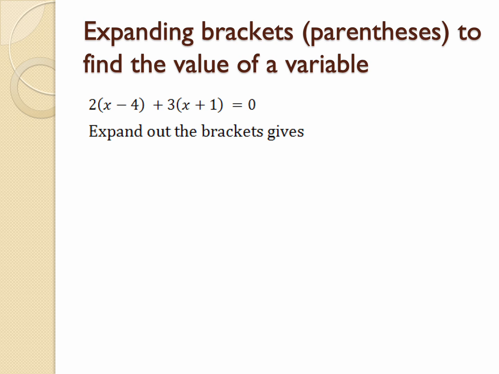Okay, let's move on to a slightly trickier example. Again, we have to find the value of x, but this time you can see that it requires some extra operations. So this equation is slightly more complicated than the last one. This time we have 2 times, in the bracket, x minus 4, plus 3 times, in the bracket, x plus 1, and it all still equals 0. So again, we have to act like a detective, and we have to figure out what the x value is.